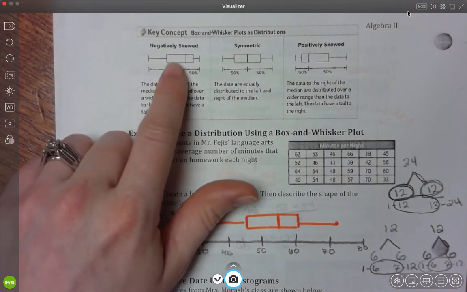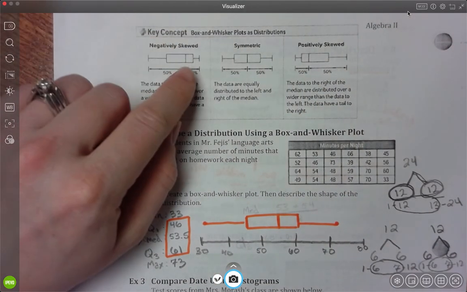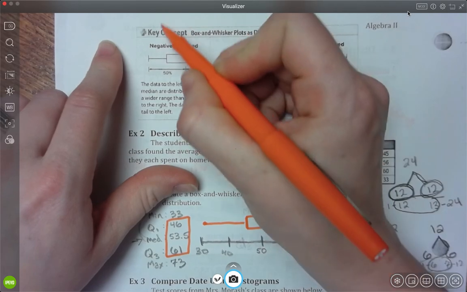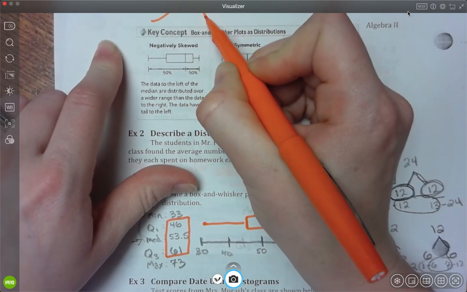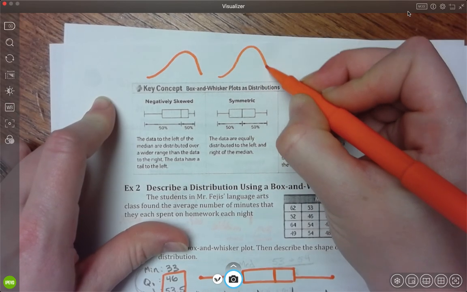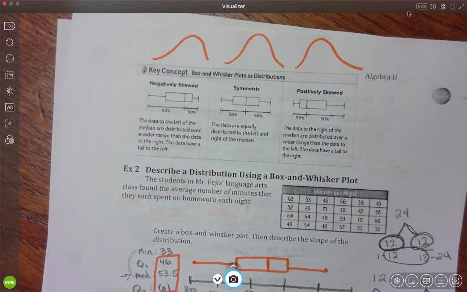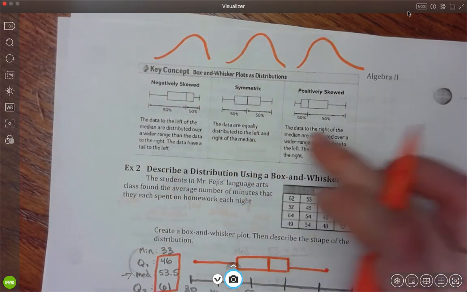So if we look at this, negatively skewed, symmetric, positively skewed, okay? Negatively skewed is going to kind of be that same bell-shaped curve that's looking, you know, on the front side. This one's got a bell-shaped curve that's more even, and this one's kind of on the left side, okay? So negative, symmetric, positively skewed.